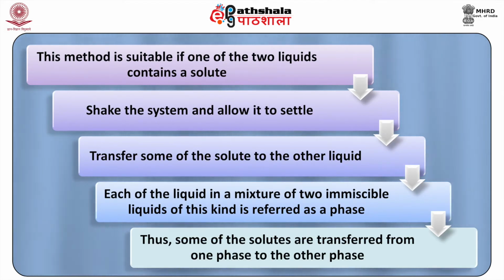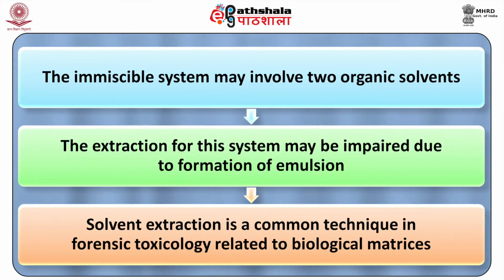If one of the two liquids contains a solute, this method is found to be most appropriate. The system in this case is first shaken and then allowed to settle down. Some of the solute is transferred to the other liquid. Each of the liquids in a mixture of two immiscible liquids of this kind is referred to as a phase. Thus, some of the solute is transferred from one phase to the other phase. The amount transferred depends on the relative affinity of the solute for each of the two solvents, that is the relative solubility. The immiscible system may involve two organic solvents also. The extraction of this system may be impaired due to the formation of emulsion.